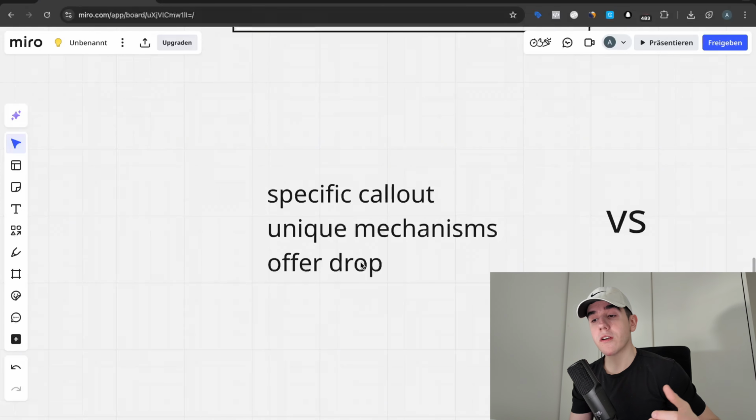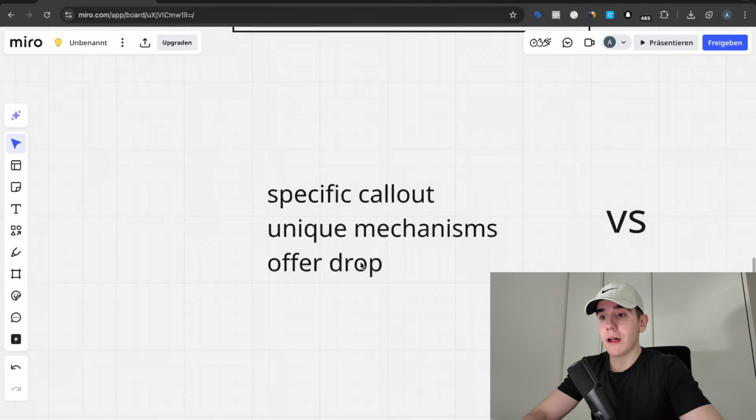Again, unique mechanisms are a very hard disqualifier because a lot of people are not going to resonate with it, but the selected few that keep watching the ad, exactly, that's who we're making it for, because they're going to be much more engaged. And then the last and not least thing is the offer drop. Obviously, this is a very, very strong disqualifier because most people are never going to resonate with your offer.